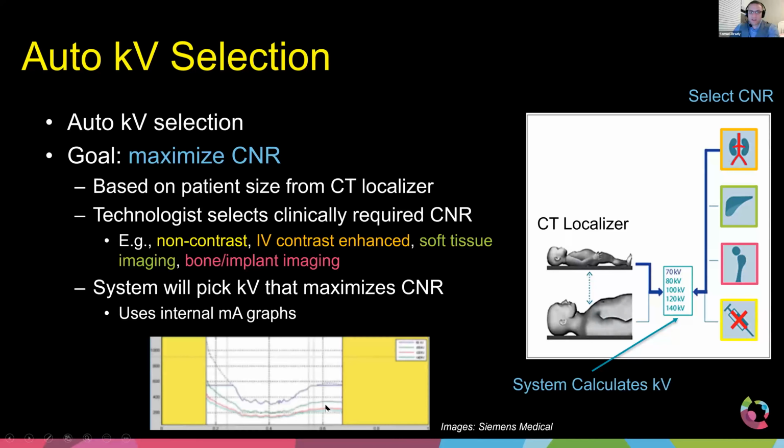And this is done because in the background, there's a bunch of curves and stuff built into the scanner. And so the system already basically knows, as a function of patient size and a function of task, which kV to select to optimize contrast to noise ratio. So there's a couple of comments about this.